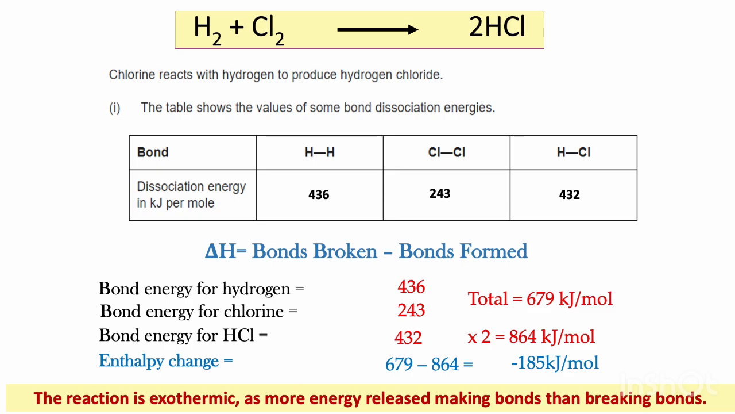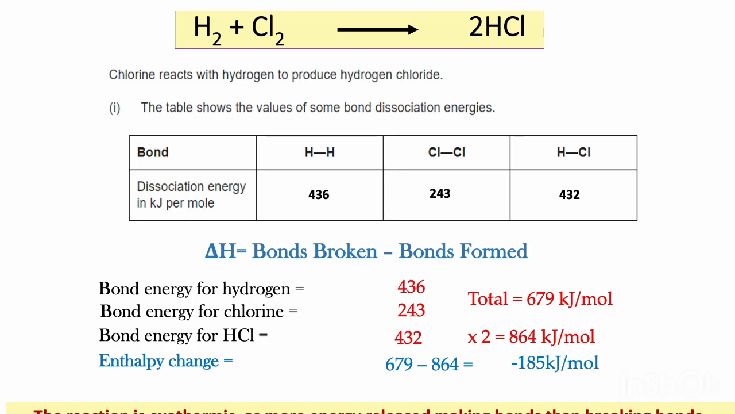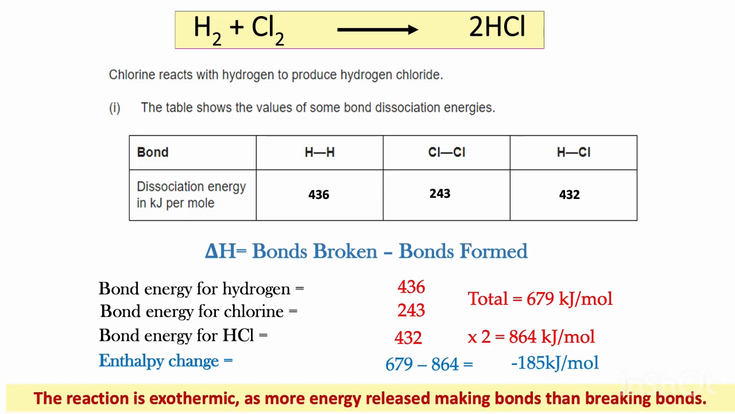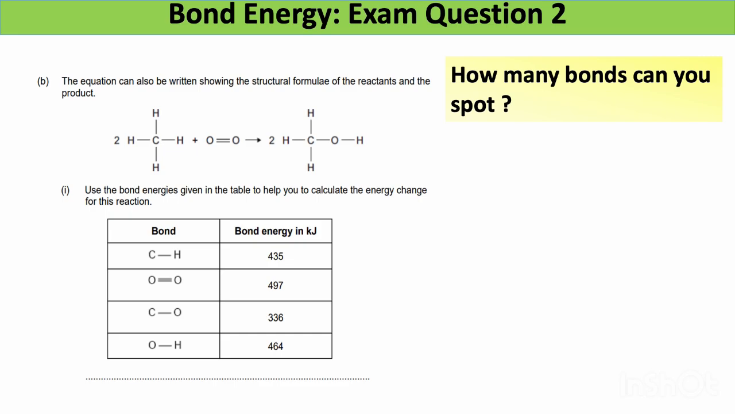But let's put that into context. This simply means that your energy from your bonds formed was greater than the energy from your bonds broken. So the energy for bonds formed was 864 kilojoules per mole, and from bonds broken was 679 kilojoules per mole. Exam question 2 is a bit more challenging, but let us look at how we would approach a question like this.